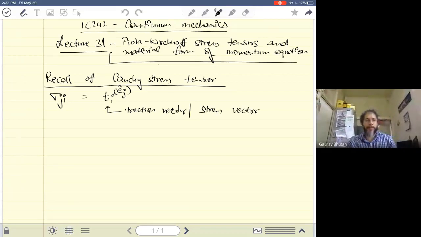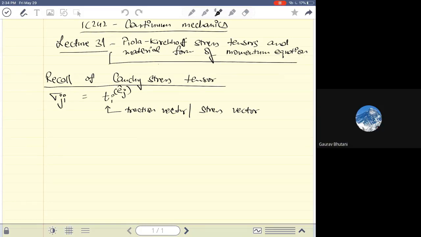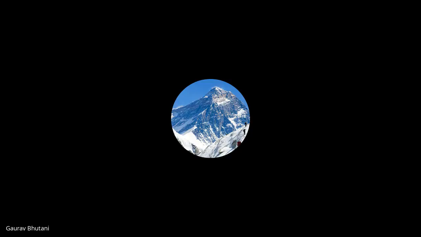So we said that the 9 components of sigma are nothing but the traction vectors, the stress vectors on 3 perpendicular planes. So let's quickly draw that. It's very important that we are able to recall this properly, otherwise the next session on the Piola-Kirchhoff stress tensor will not be clear. So we had point P, and for this point P, what we did was we defined 3 perpendicular planes.